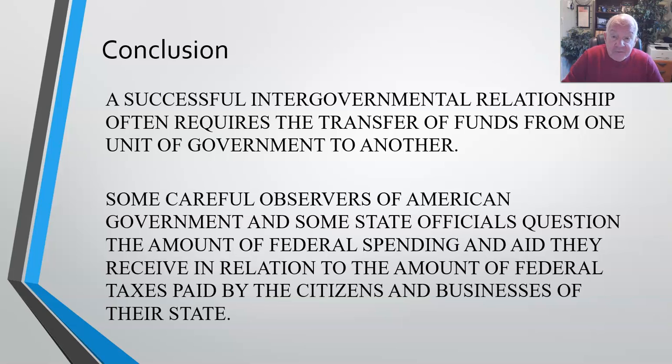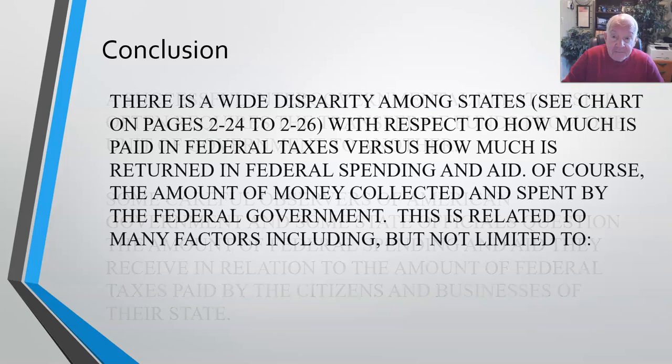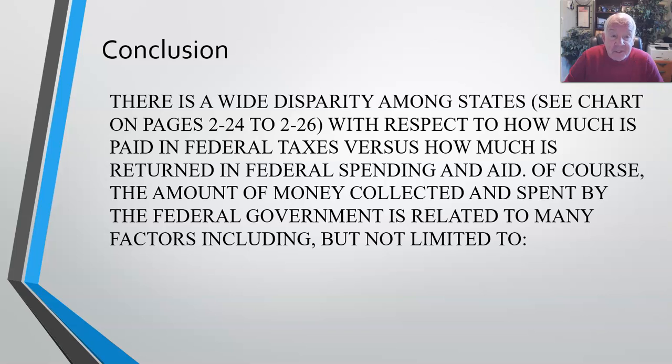Some careful observers of American government and some state officials question the amount of federal spending and aid they receive in relation to the amount of federal taxes paid by the citizens and businesses of their state. There is a wide disparity among states. See the charts on page 224 to 226 with respect to how much is paid in federal taxes versus how much is returned in federal spending and aid.